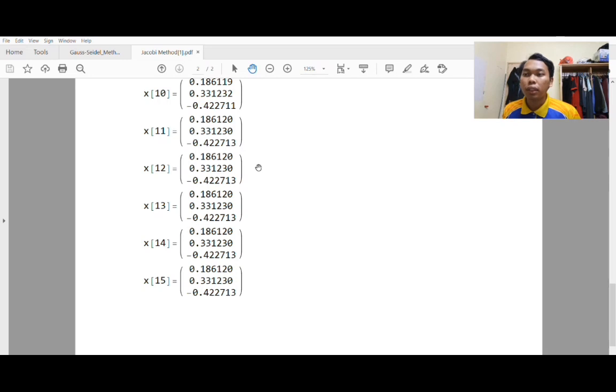So as a conclusion, we can say that Gauss-Seidel is more convenient than Jacobi because it is less time consuming and user friendly for the handwritten one.